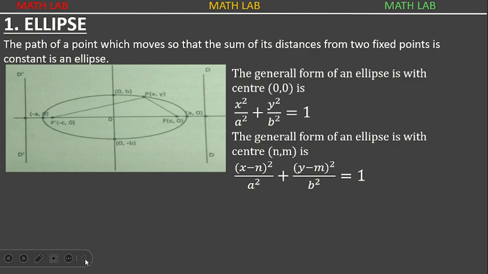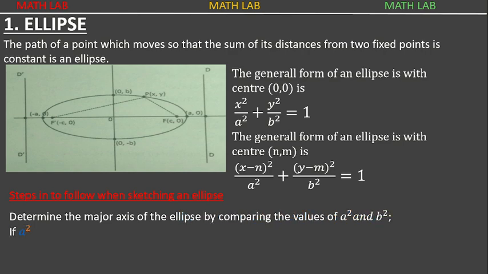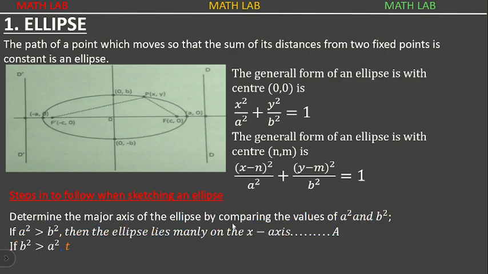Now let's pass to the steps that will help us to sketch an ellipse. First, we have to determine the major axis of the ellipse by comparing the values of a squared and b squared, to see where the conic section will lie. For this diagram, you can already see it lies on the x-axis. For the first condition, if a squared is greater than b squared, then the ellipse lies mainly on the x-axis. We are going to call it case A.